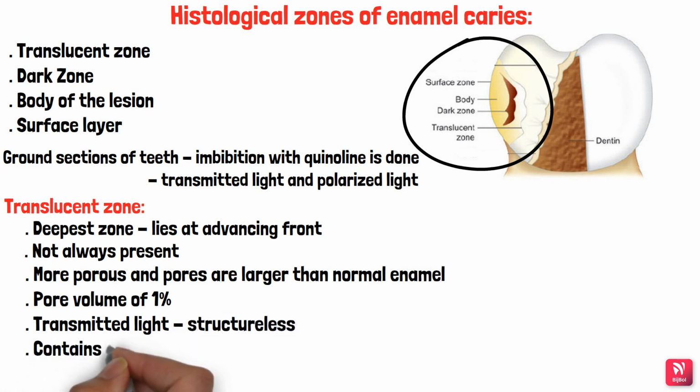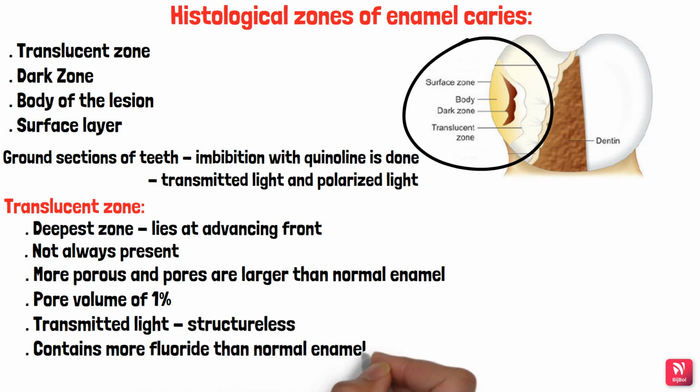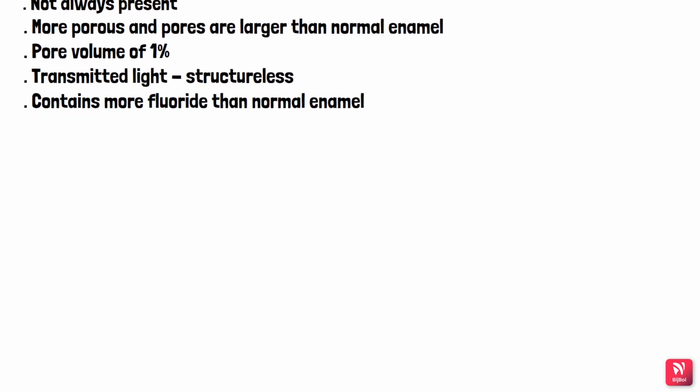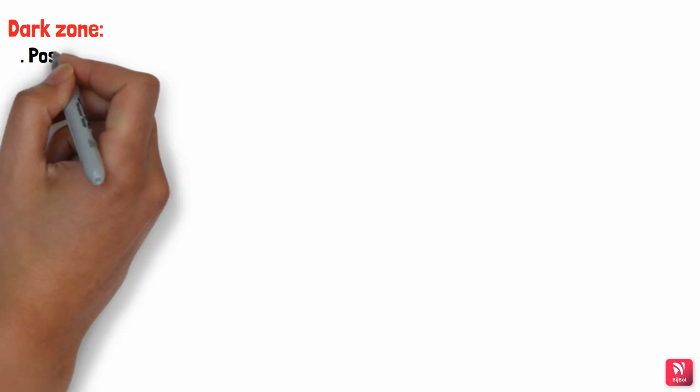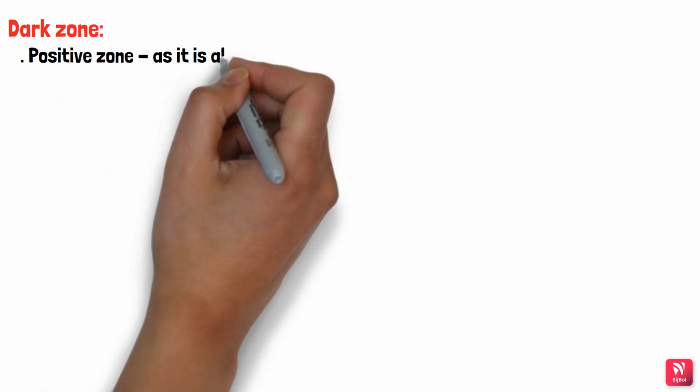And if we observe this translucent zone under transmitted light, it will appear structureless. As such, it is not always present. If it is present also, it will appear structureless, and it contains more fluoride content compared to normal enamel. And next is the dark zone, located in between the translucent zone and the body of the lesion. This dark zone is called a positive zone. Why? Because this is always present.